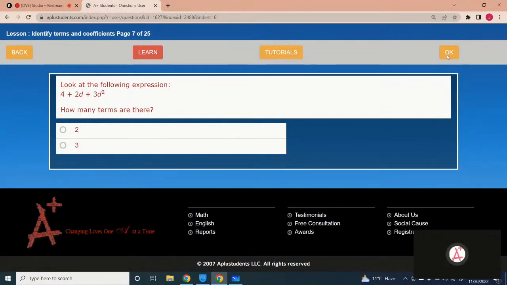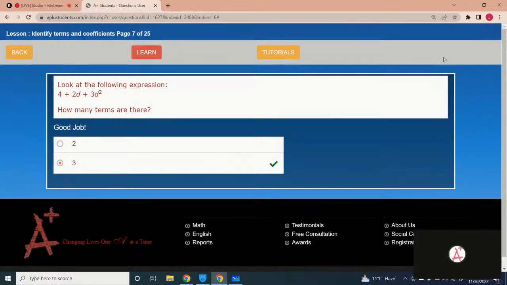Okay, look at the following expression, 4 plus 2d plus 3d square. How many terms are there? You have three terms, 4, 2d and 3d square. They are the three terms combined together with the positive sign. Got it? So you have three terms.